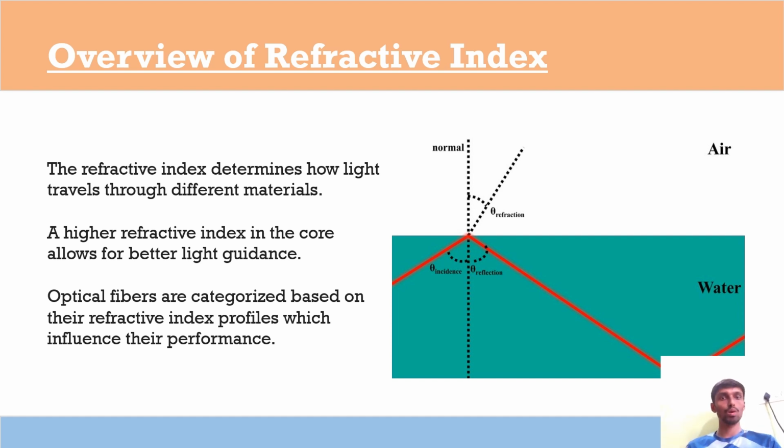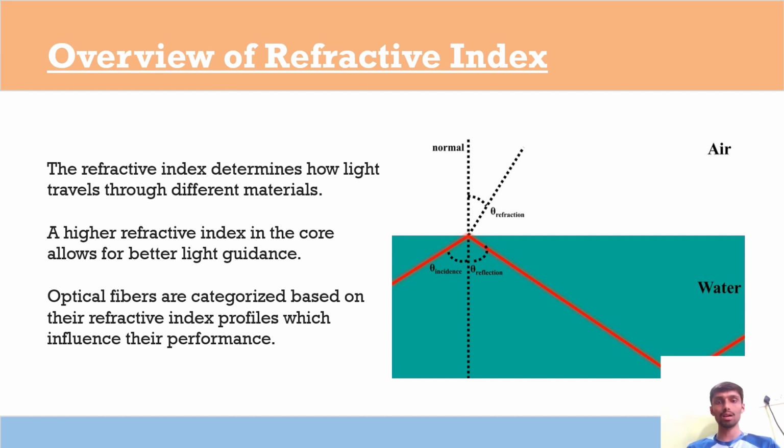And this is the overview of refractive index. The refractive index determines how light travels through different materials, and a higher refractive index in the core allows better light guidance. Optical fibers are categorized based on refractive index profiles, which influence their performance.